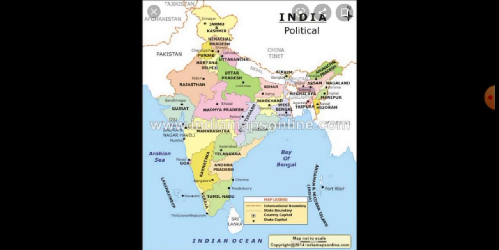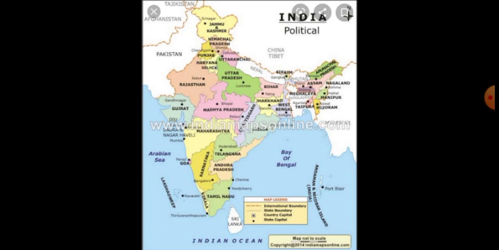One new state is Telangana. Telangana is the 29th state. Then, when was the Telangana state formed, do you know? 2nd June 2014. The 29th state, Telangana, was formed on 2nd June 2014. From Andhra Pradesh, they separated Telangana, one new state.